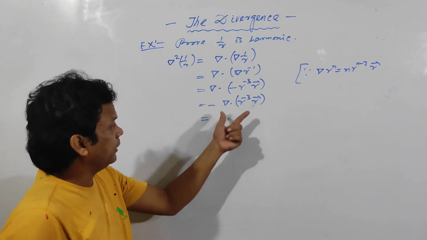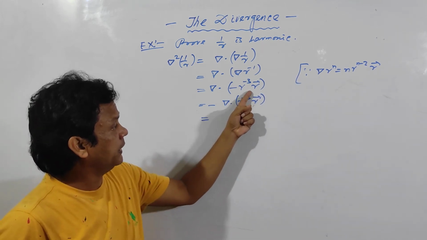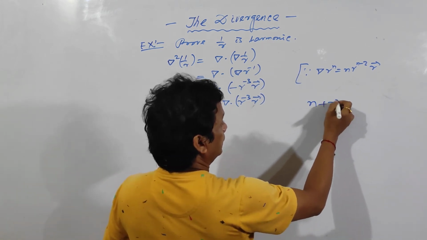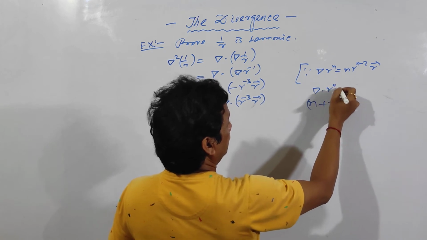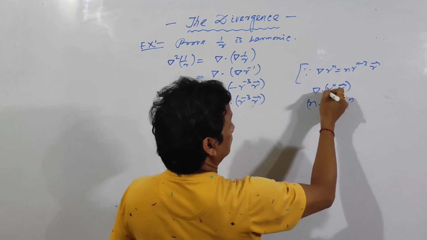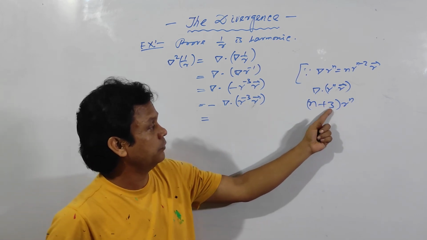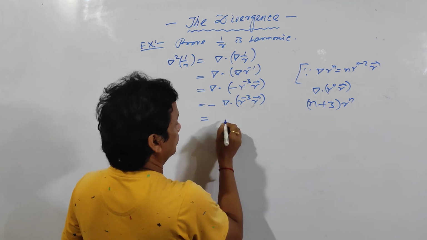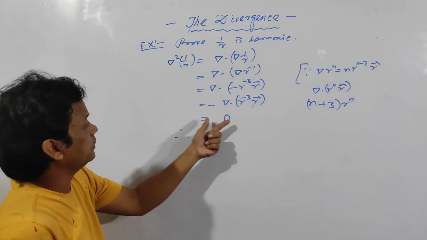Clear? And already I have told you from the previous problem, del dot r to the power n into r vector is n plus 3 into r to the power n. And in place of n, I have written minus 3. So minus 3 plus 3 will become 0, 0 into r to the power n. That means r to the power minus 3 will become 0. So this becomes 0. Therefore, grad square 1 by r is equal to 0.